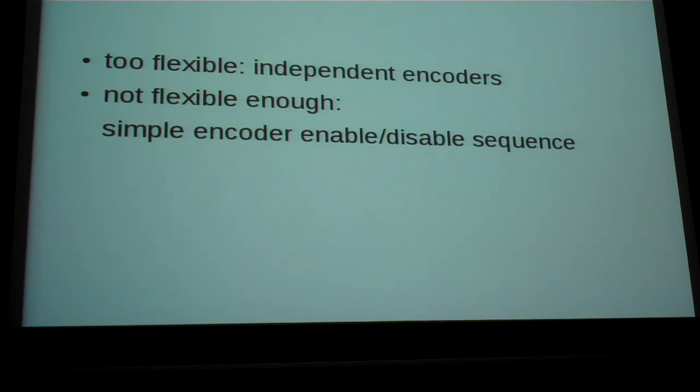So you can't actually independently disable and enable things. So in that regard, it was too flexible. The other thing is it was not flexible enough. It could actually not map the order of enabling and disabling things on the Intel hardware to the CRTC helpers.